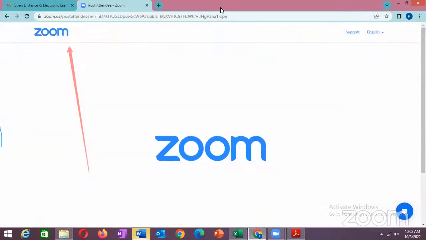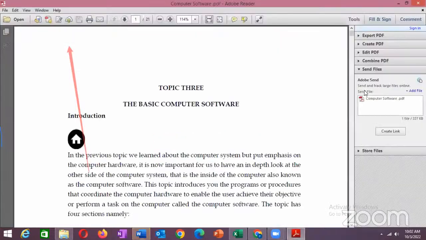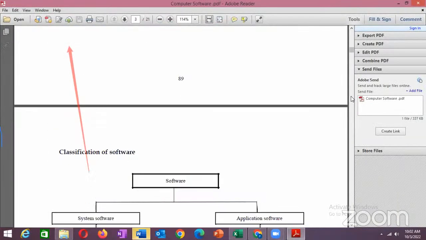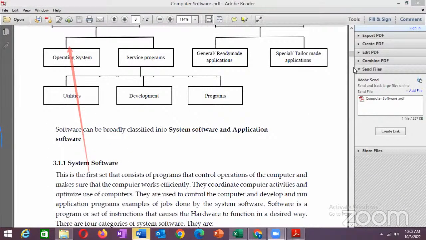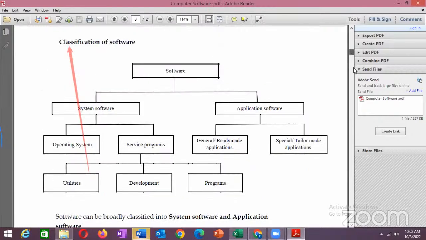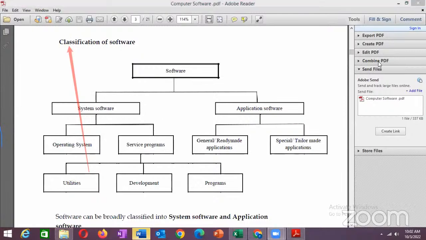So you'll be able to look at those videos and get more information. Our main diagram shows software and how the classifications should be in your mind. It should be printed in your mind.